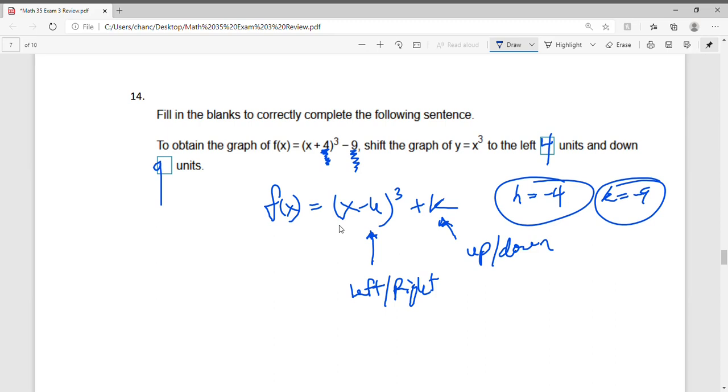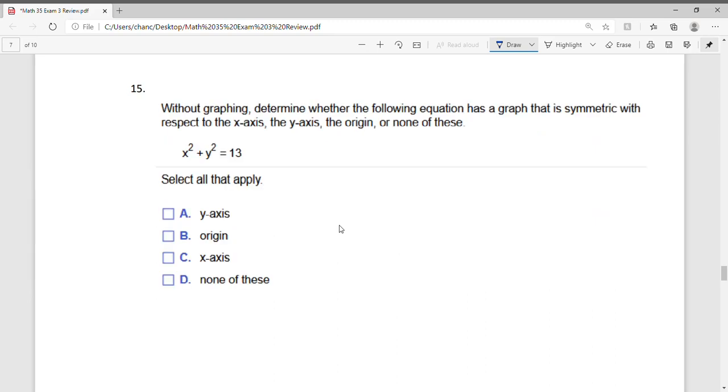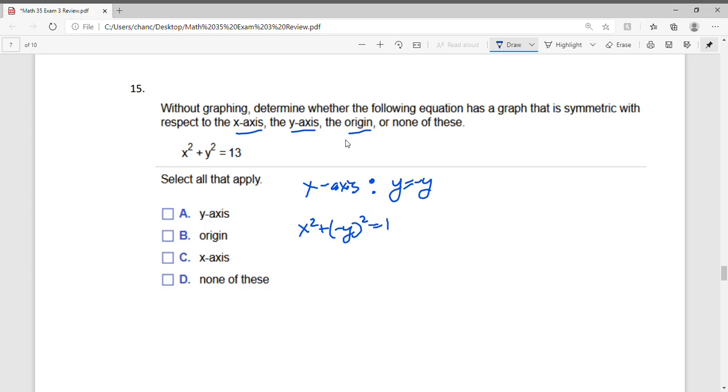Question 15. Without graphing, determine whether the following equation is symmetric with respect to the x-axis, the y-axis, the origin, or none of these. To determine if something is symmetric about the x-axis, I need to replace y with -y, and if I get the same equation, then it's symmetric about the x-axis. So let's give it a try. We have x squared plus (-y) squared equals 13, and this is x squared plus y squared equals 13. It's the exact same equation, so it's got to be symmetric about the x-axis.